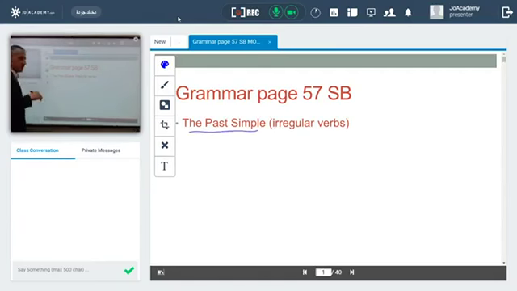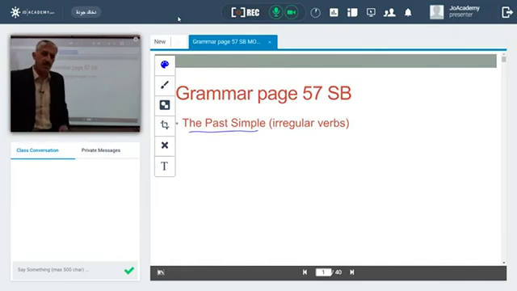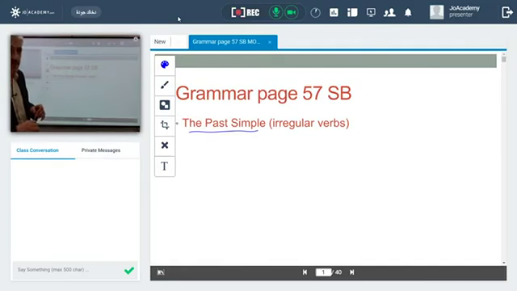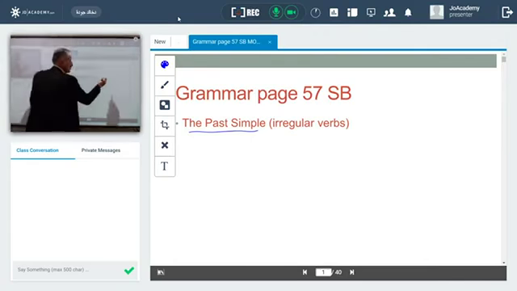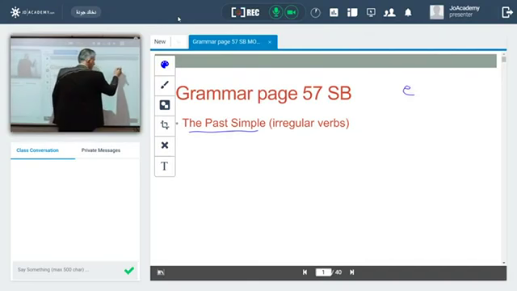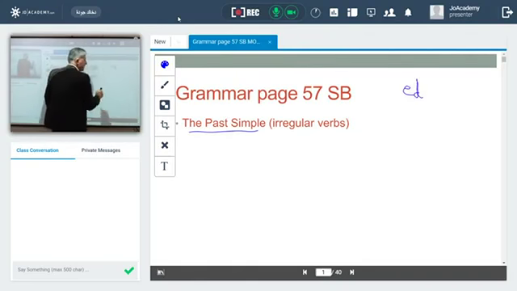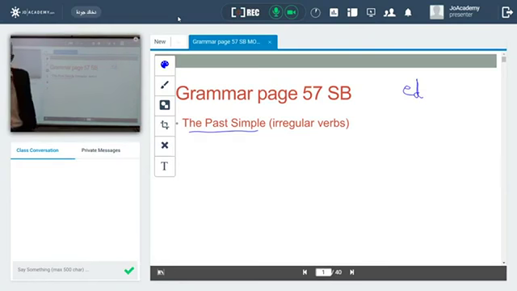You remember in the previous lessons we talked about the past simple and we said we have two kinds of verbs. We have regular verbs and irregular verbs. Today we are going to talk about the irregular verbs, because in the past we used to add ed and we said this is a regular form of the verb. But today we are going to talk about the irregular verbs, and we have to learn them by heart.